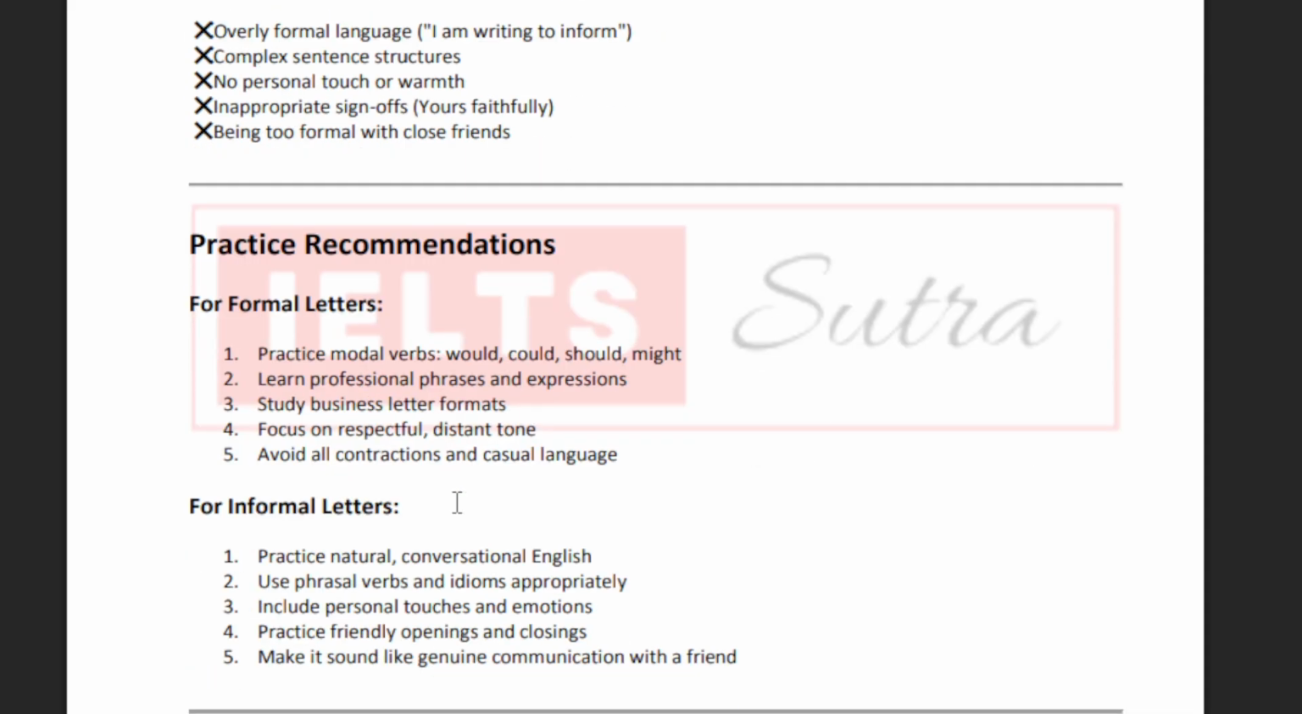Now, for practice, for formal letters, you need to make sure that you understand the usage of would, could, should, and these kinds of more polite modal verbs. Then you need to understand professional phrases and expressions. You need to study business letter formats, and I would suggest you go through some business letters if you have them. Focus on a respectful and distant tone. Try to keep a professional distance. Avoid all contractions and casual language.